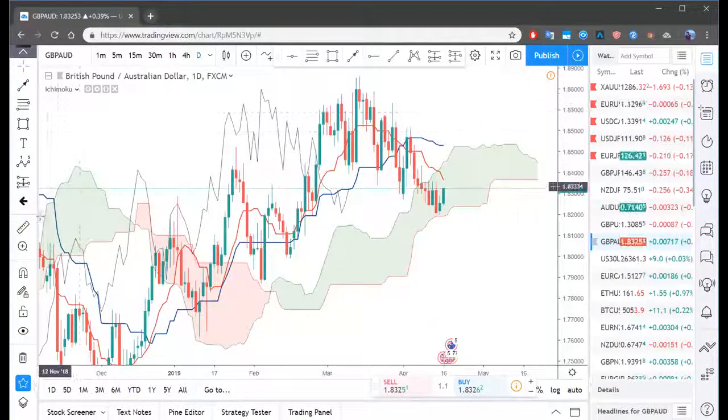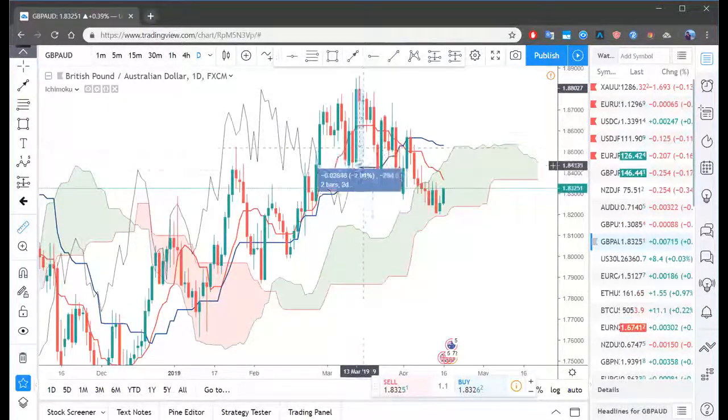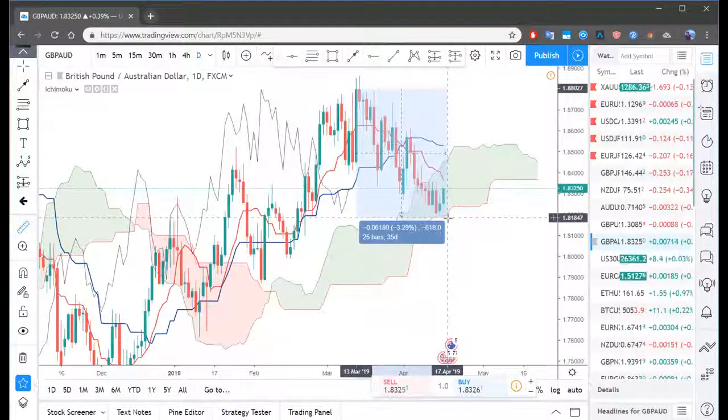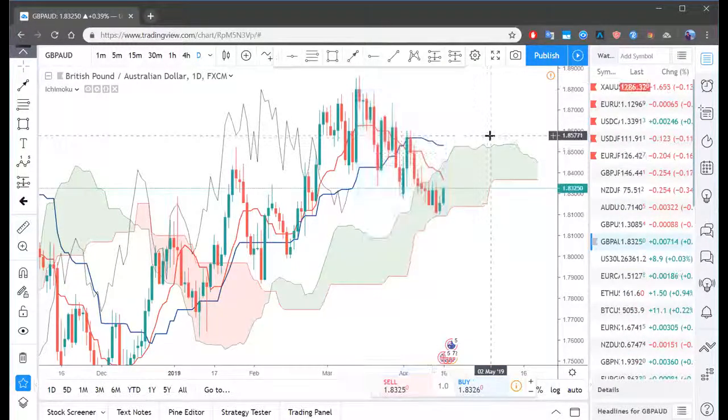Now, if you identified that in real life and caught that from the top all the way down to where it ended, current price, you could have made over 600 pips. Now imagine the power of that, even on a 0.1 lot, a small size lot, you could have made $600 on that trade. And that's why I like to tell people about the power of Ichimoku Cloud.